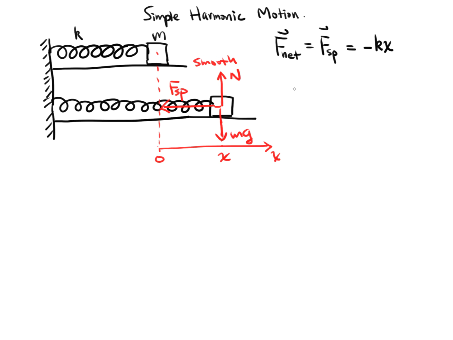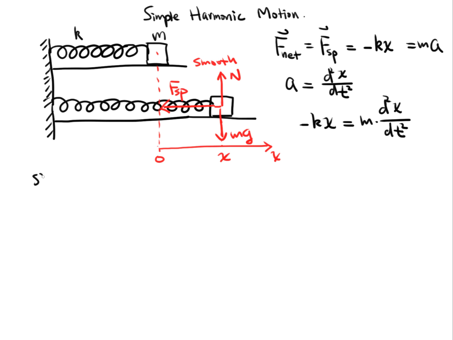Now, according to Newton's second law, F net equals ma. And let's further write a here as the second derivative of the position with respect to time. We get negative kx equals m times the second derivative of x with respect to t. Now let's rewrite this equation into the so-called standard differential equation for simple harmonic motion.